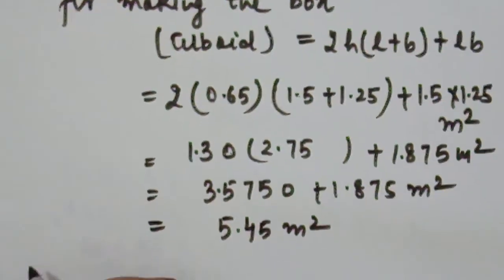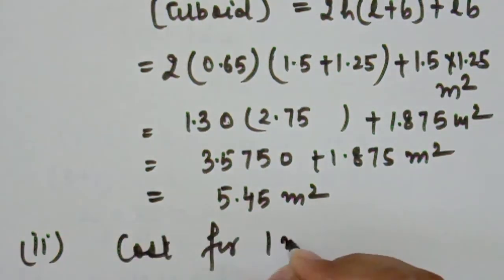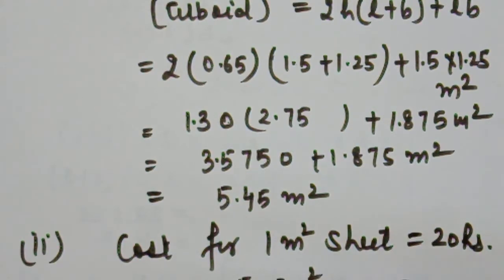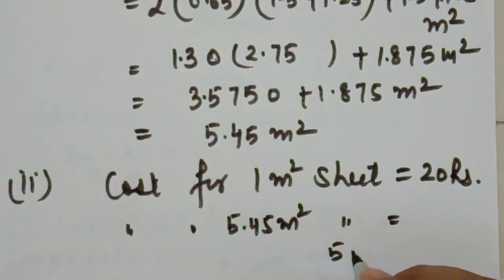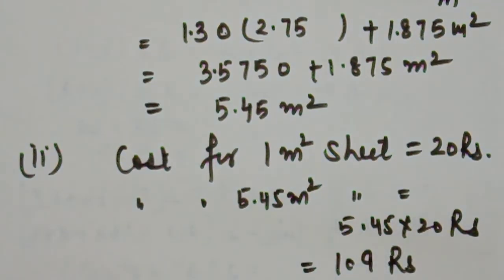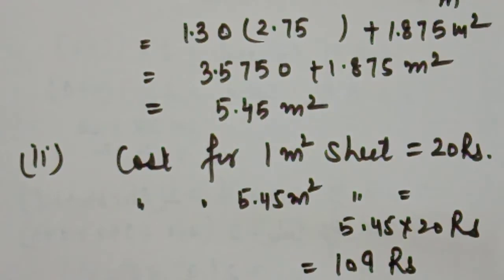Now the second part of the question: we have to find the cost also. The cost for 1 meter square sheet is 20 rupees. So the cost for 5.45 meter square sheet is 5.45 multiplied by 20 rupees. We have to multiply it. Then it is 109 rupees. This is the cost of purchasing the sheet. This is your first question.